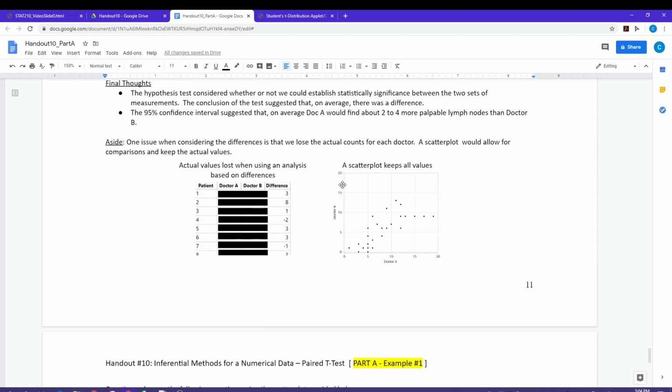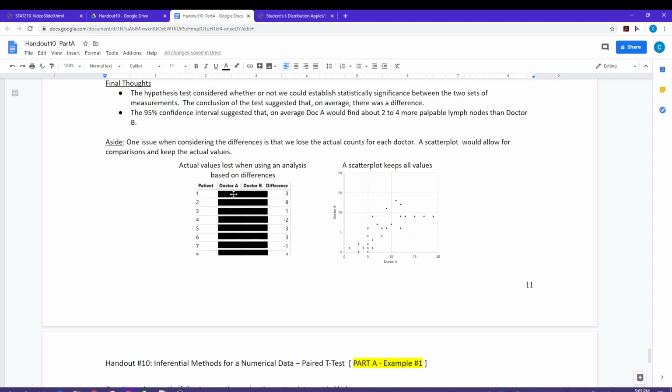Okay, just a little bit of an aside here on pages 11 and 12. One negative about considering the differences is that I actually lose track of the original values. So if I base my analysis on the differences, I can see that I have 3 here. That's the difference. But I really don't know what Dr. A's count was and what Dr. B's count was here. The analysis doesn't take that into consideration. I think the values here were 4 and 1, if I recall. But those values could have been 7 and 4. Or they could have been 120 and 117. So this test works with the differences, but it does in fact ignore the actual values here.